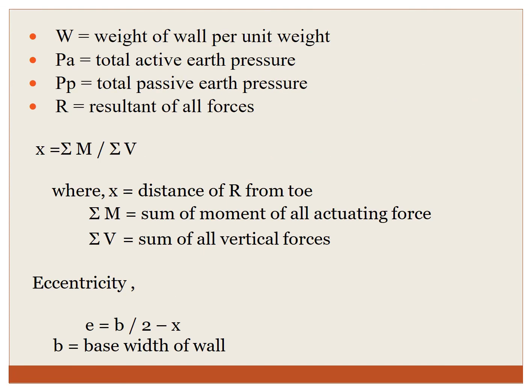Where W is the weight of the wall per unit length, PA is the total active earth pressure, PP is the total passive earth pressure, R is the resultant of all forces, and X is the distance of the resultant from the toe. Summation M is the sum of moments of all forces, and summation V is the sum of all vertical forces. If the eccentricity is used, then it can be determined by e equal to B by 2 minus X, where B is the base width of the wall.